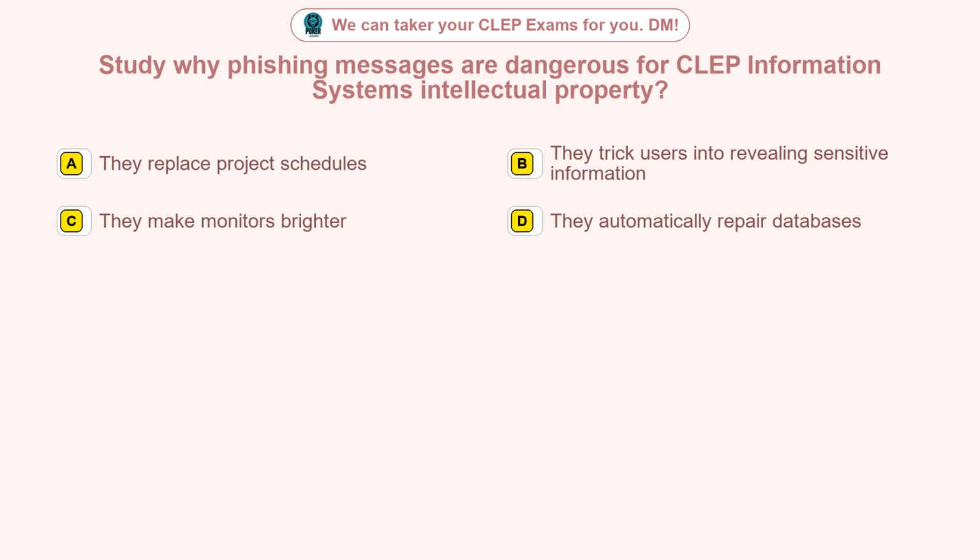Question 45. Study why phishing messages are dangerous for CLEP Information Systems intellectual property. Option A. They replace project schedules. Option B. They trick users into revealing sensitive information. Option C. They make monitors brighter. Option D. They automatically repair databases. The correct answer is option B. They trick users into revealing sensitive information.